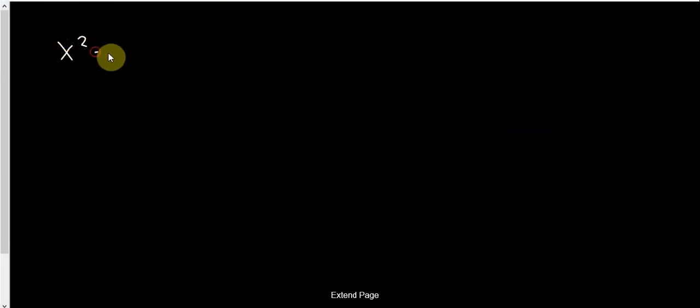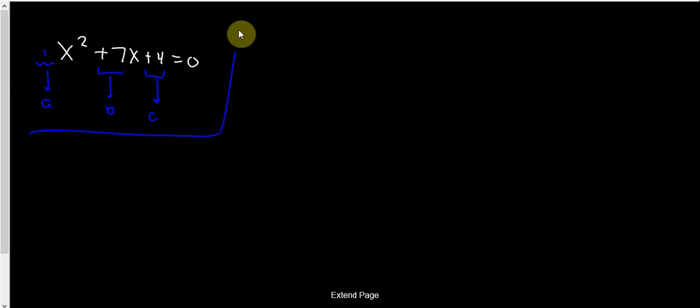So x squared plus 7x plus 4 equals 0. And you say, okay, we can handle this. There's no number out front, so it's understood to be a 1. So that's our A. Positive 7 is our B. And positive 4 is our C. And so we can use the quadratic formula to find these two solutions.